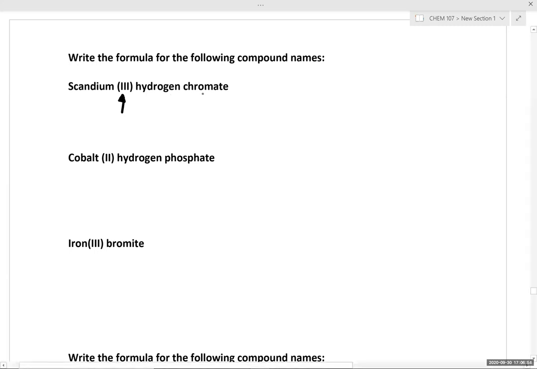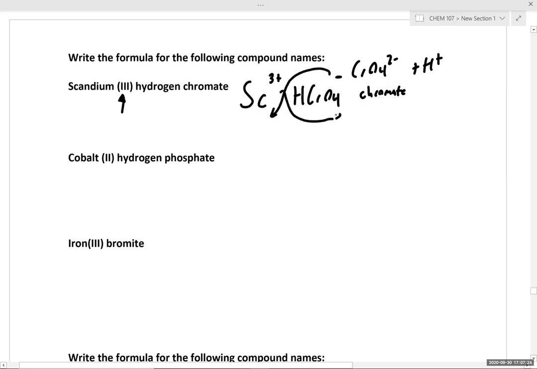So we have scandium hydrogen chromate. Scandium is Sc. We know that the charge is given in the Roman numeral as 3+. And then hydrogen chromate. So chromate is CrO4 2-. And if we add an H+ to get our hydrogen containing polyatomic ion, hydrogen chromate would have a charge of -1. We cross our charges, and that in turn gives us as a formula Sc(HCrO4)3. So this is the formula for scandium hydrogen chromate.